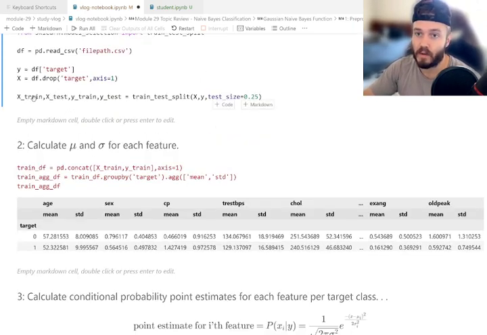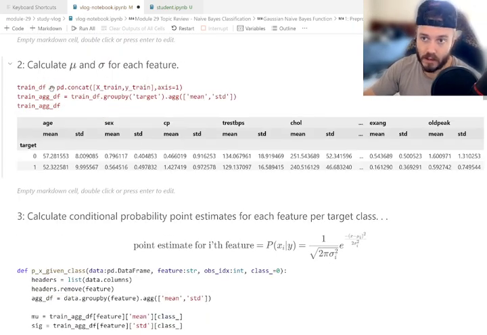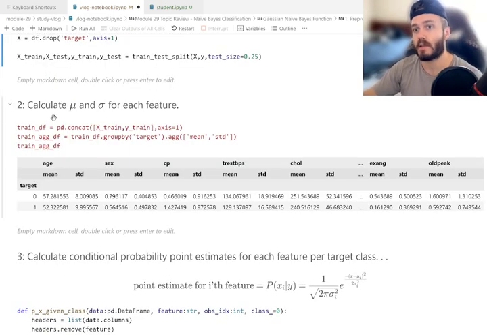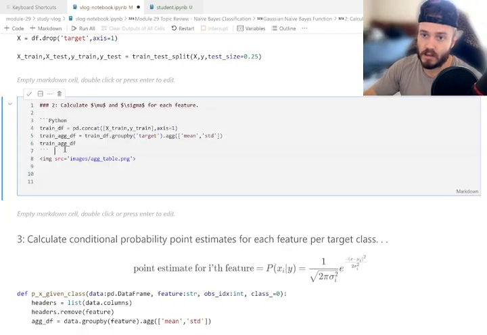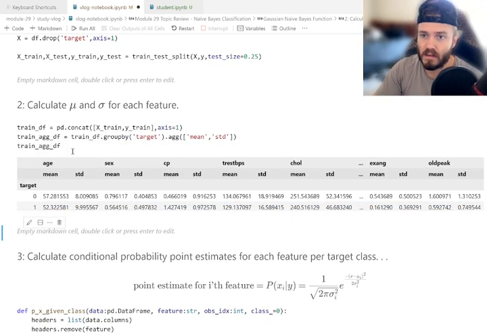So now you have all these data frames here, right? Or tables, rather. They're not technically data frames because that's pandas. So for each feature, you want to calculate your mean, which is represented by mu here, and your standard deviation, which is represented by our lowercase sigma. I don't know why my syntax highlighting has all this stuff as red. That was weird.